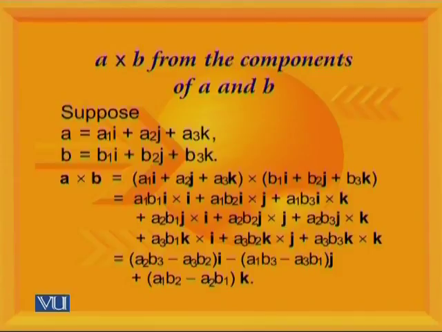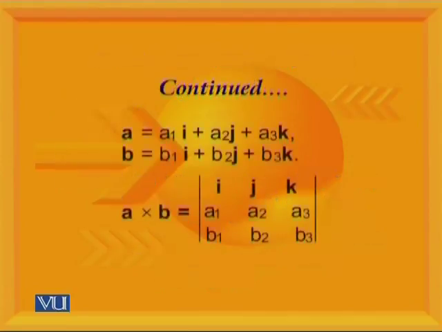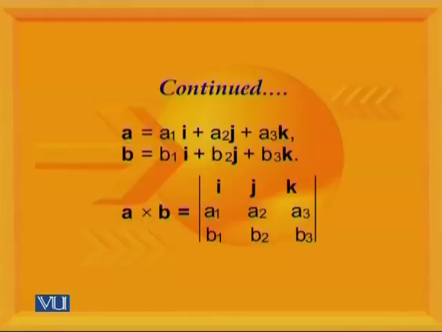And if you find the value of this determinant, whose first row is i, j, k, the second row is a1, a2, a3, and the third row is b1, b2, b3, if you evaluate this determinant, you will reach the same result, which is A cross B. So the easy and handy method for finding the cross product is using this determinant.